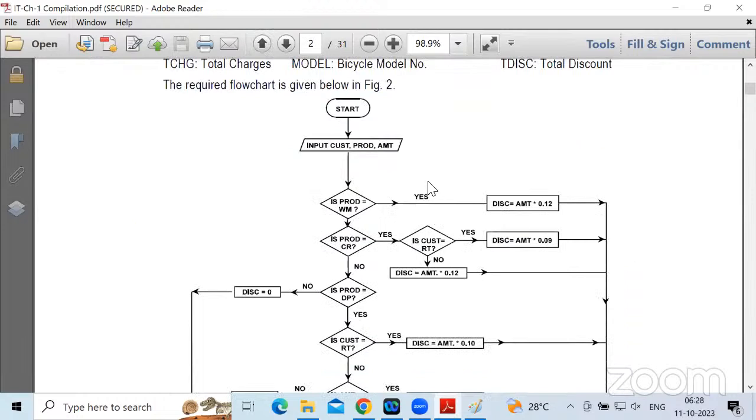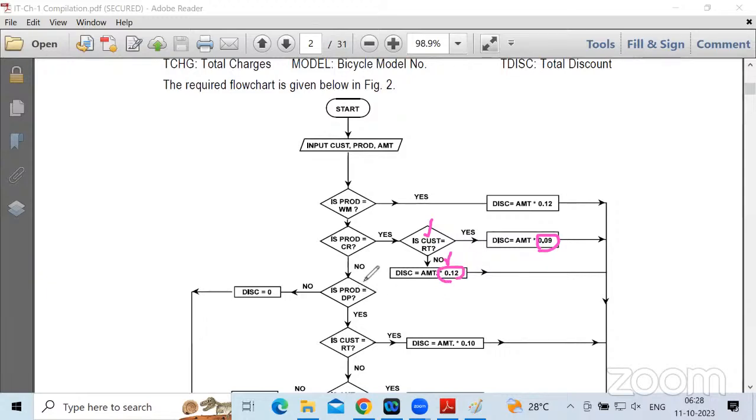So this is how it is. Kindly observe here. Start, input: customer, product and amount. We are checking whether it is a washing machine. If it is yes, discount is equal to 12%. Then after that you check whether the product is a cooking range. If it is yes, then you check whether the customer is a retailer. If it is yes, then the discount is 9%. If it is no, then the discount is 12%.